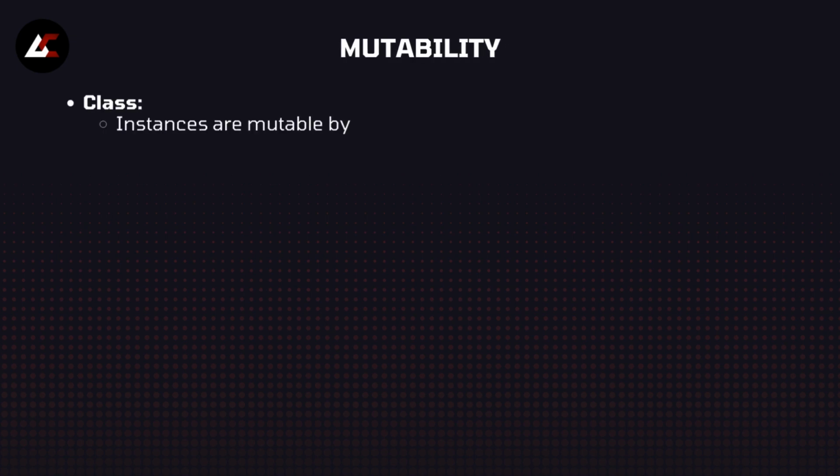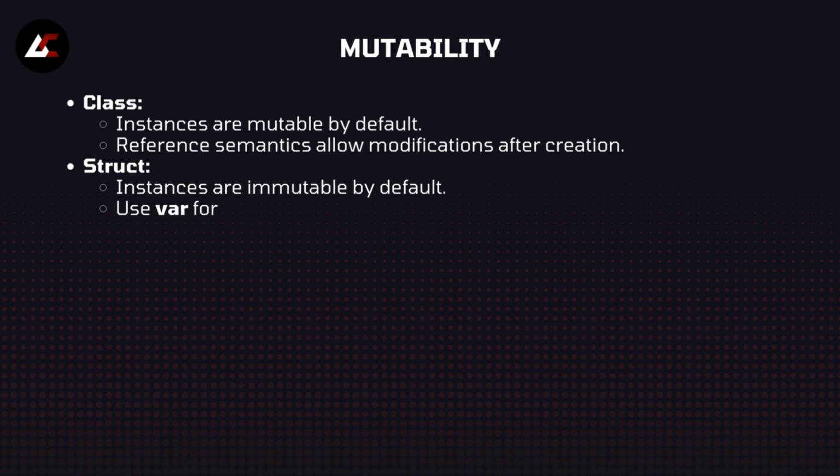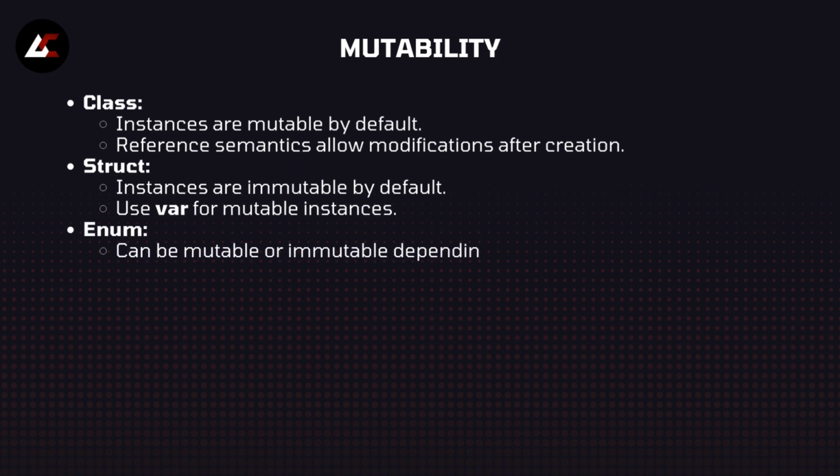Mutability. Class instances are mutable by default. Reference semantics allow modification after creation. Structure instances are immutable by default. Use var for a mutable instance. Enums can be mutable or immutable depending on the associated values and raw values.